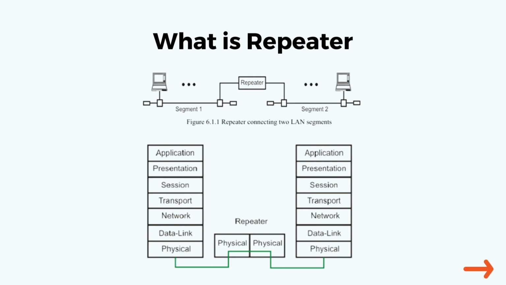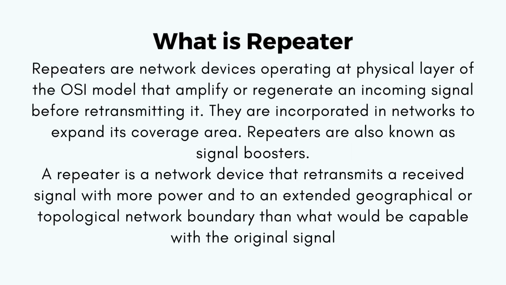What is a repeater? Repeaters are network devices operating at the physical layer of the OSI model that amplify or regenerate an incoming signal before retransmitting it. They are incorporated in networks to expand the coverage area. Repeaters are also known as signal boosters. A repeater is a network device that retransmits a received signal with more power and to an extended geographical or topological network boundary than what would be possible with the original signal.